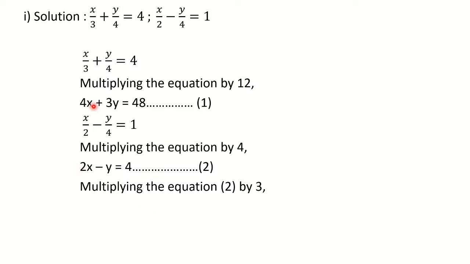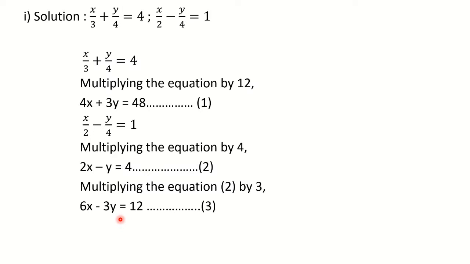So instead of multiplying x, I prefer to multiply here by 3 so that I can equate the coefficient of y. So when we are multiplying here by 3, we are going to get the new equation as 6x minus 3y is equal to 12. This is our new equation. Number this as 3. Now observe equation 1 and equation 3. Here you have plus 3y and here you have minus 3y. The signs are opposite, so you are going to add.